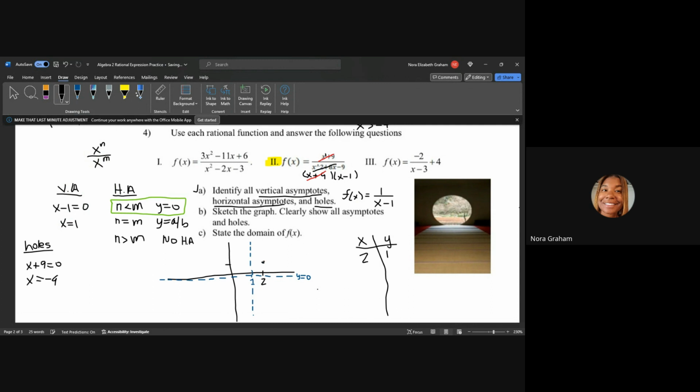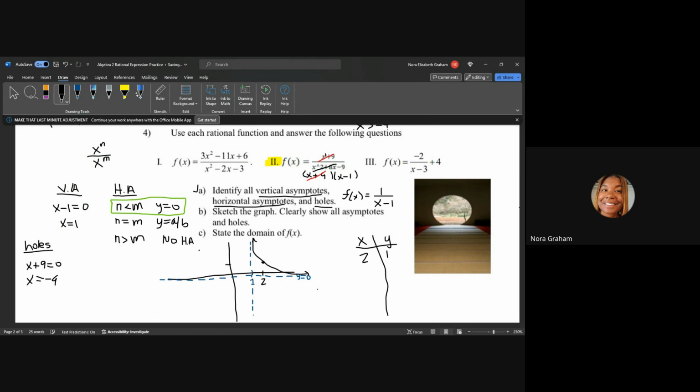Okay. And you can also pick another point and just see what you would get. But mostly it's usually going to look like this. It gets really, really close to your asymptote, goes through that point, and then it gets really, really close to your horizontal asymptote like that. Okay. So that's what that side's going to look like.